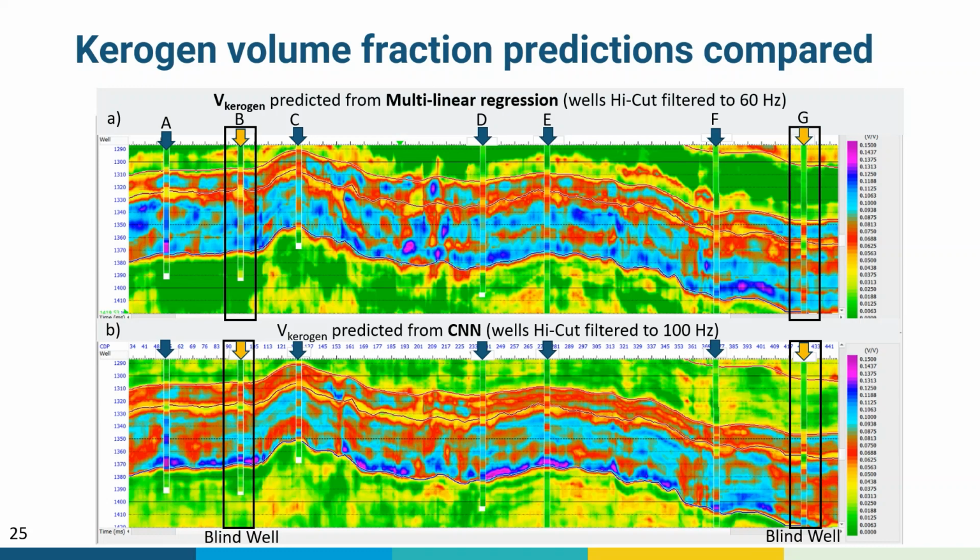The bottom shows the Kerogen volume predicted using a convolutional neural network. And for comparison, the top shows the same, but using multilinear regression, using a more traditional workflow based on seismic attributes as input. The wells are displayed in color. For display, the wells are filtered to 60 Hertz for the multilinear regression and to 100 Hertz for the convolutional neural network. These filters are chosen so as to optimize their respective displays. The CNN shows more detail, better lateral continuity, and appears less noisy.